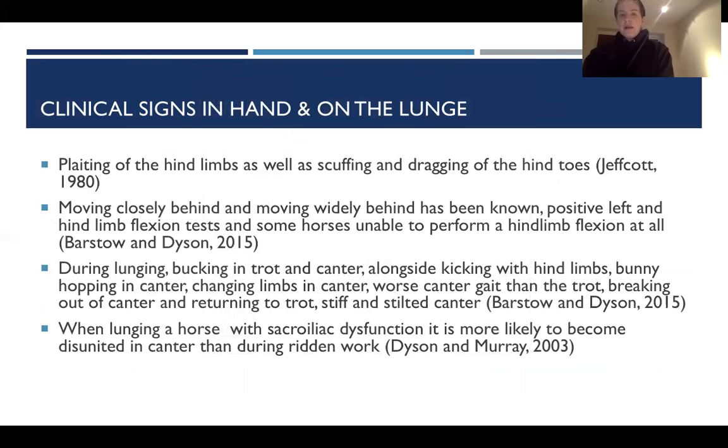So, clinical signs on the hand and on the lunge. Plaiting of the hind limbs has been noted alongside. It has been noted in trot alongside scuffing and dragging of the hind toes. Moving closely behind is commonly seen, but moving widely behind is also seen in horses.